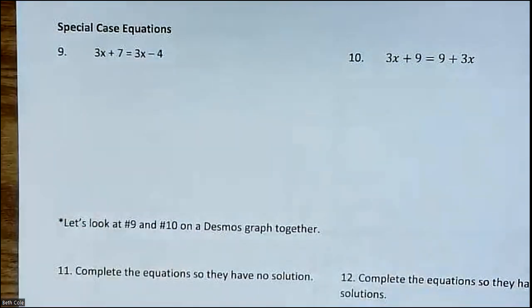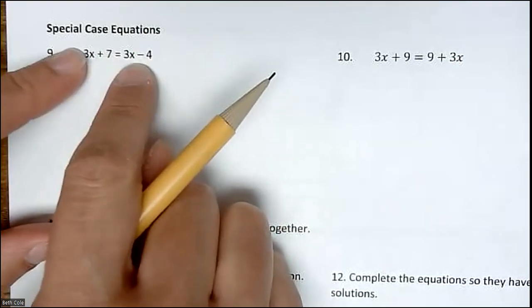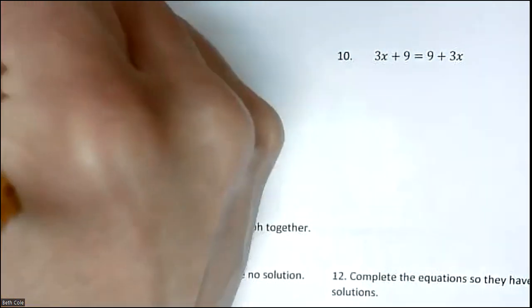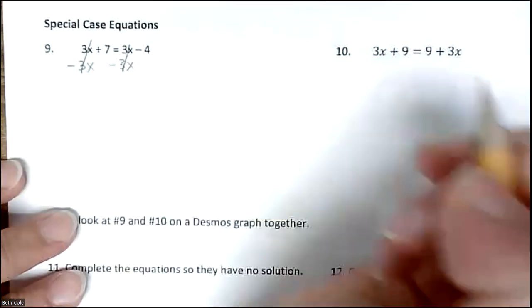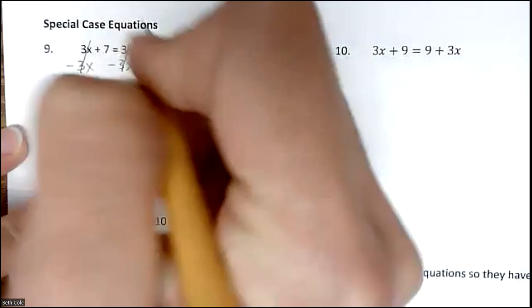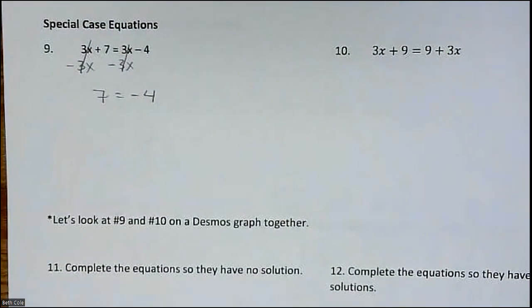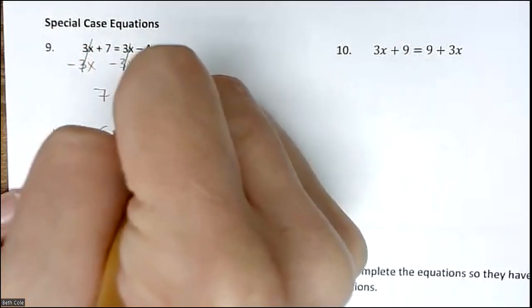Now, these last ones we're going to look at are your special cases. Do you see how there's an x on both sides? The first thing you would do is try to get them together. So you would subtract 3x, but what's going to happen? You don't got none anymore. I like that. So what you end up with is 7 equals -4. So kiddos, does 7 equal -4? Will 7 ever equal -4? So what that means you ended up with is no solution.